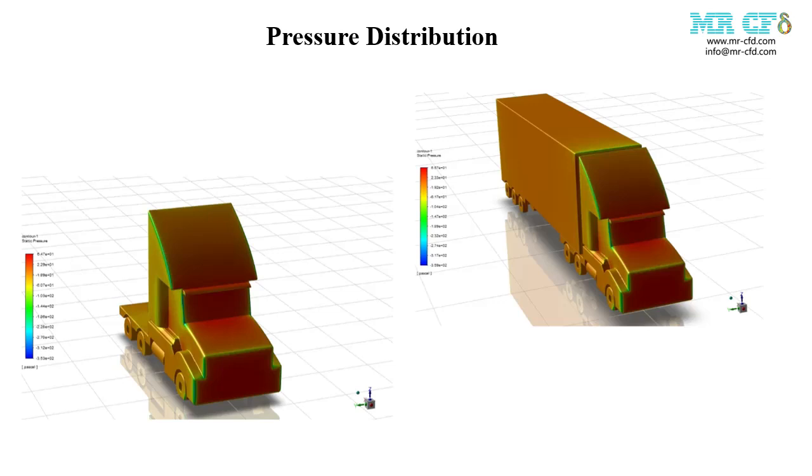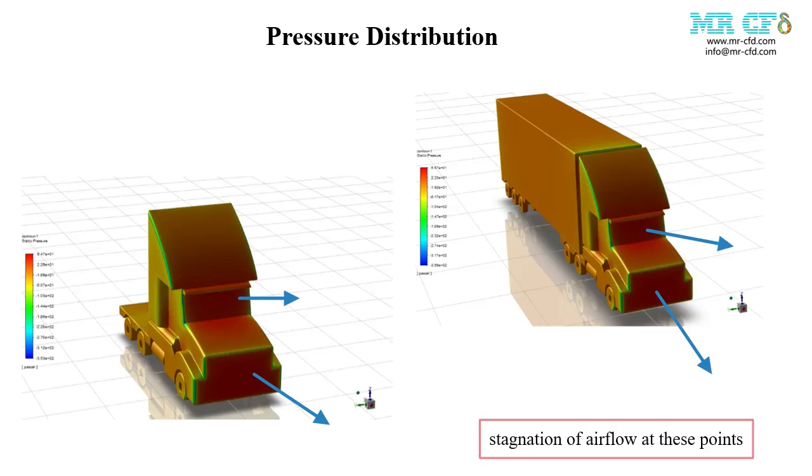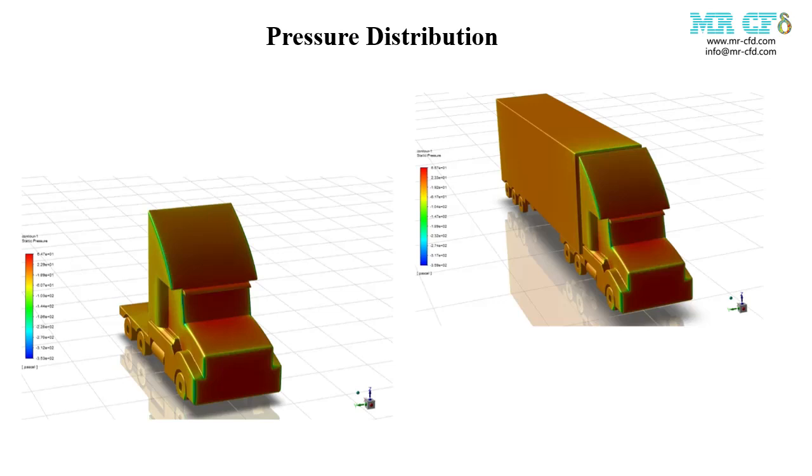In both cases, we observe high pressure regions at the front of the truck, particularly on the grille and windshield areas. This is expected due to the stagnation of airflow at these points. However, there are notable differences.